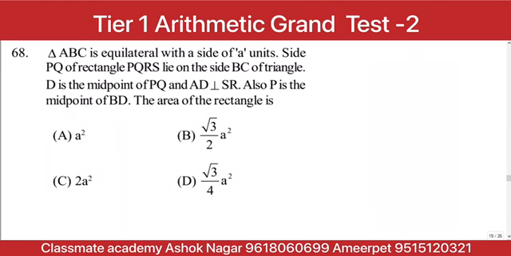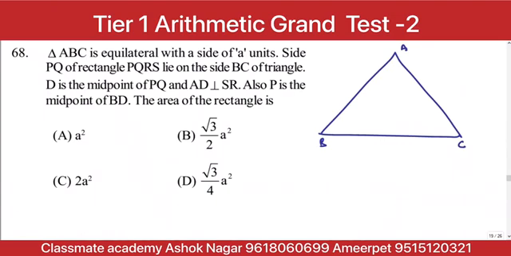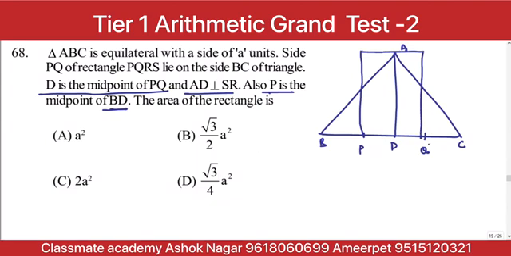Triangle ABC is an equilateral triangle with the side A units, and the side PQ of a rectangle PQRS lies on the side BC of the triangle. See, this one is ABC, equilateral triangle, and PQRS lie on BC of the triangle. D is the midpoint of PQ. ED is perpendicular to what? SR. And P is also a midpoint of BD. So this is P. Therefore, it is Q. These two are midpoints, he says.